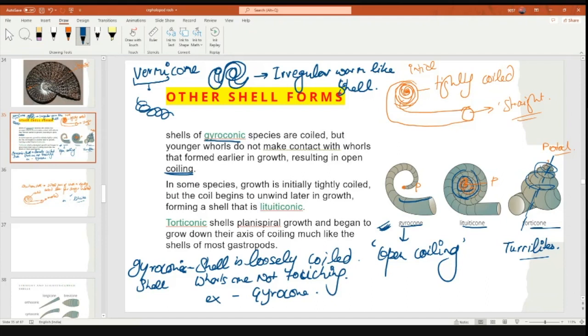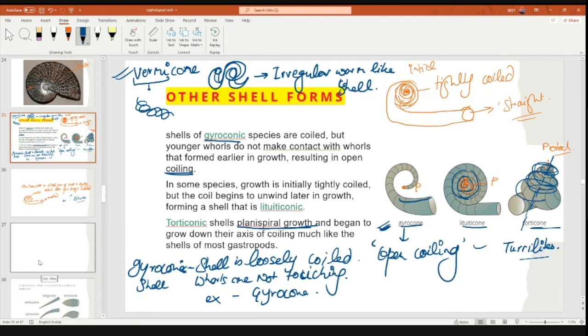Orthosera cone, which is just straight one. So let's see this guy. This is done. Torticone, which is planispiral growth. Just if you write just that much is also enough. Planispiral growth. Okay, you can see this is the planispiral, which is just growth in perpendicular directions. Example is turrilites. And vermicone, which is very much irregular in nature. The cells are very much irregular.